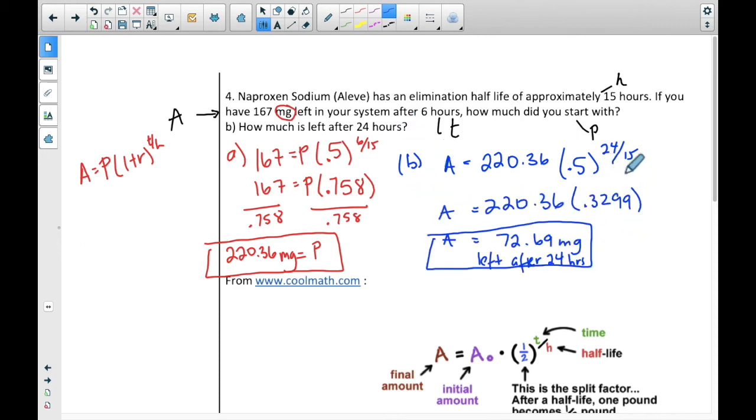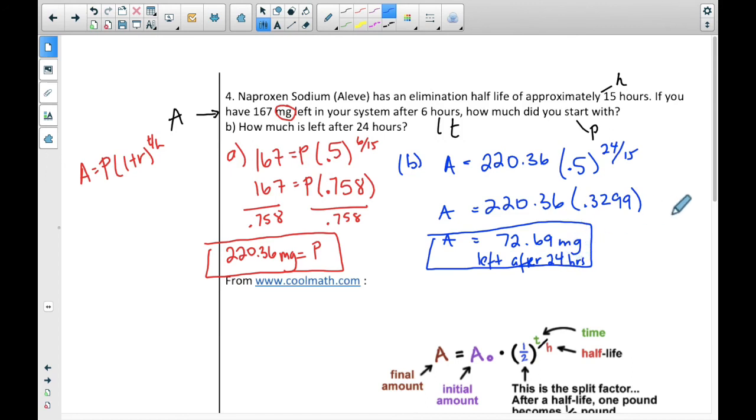Okay, when you take that decimal, you get 0.3299. You multiply that by 220, and you get 72.69 milligrams, which is left after 24 hours. And if you think about taking medicine, because all medicine says you can take more after 6 hours or 24 hours or whatever, that doesn't mean the drug is gone after that amount of time. It just means it's gotten to a low enough point that it's safe now for your body to take more in. So even 24 hours later, you still have some of that left in your body.